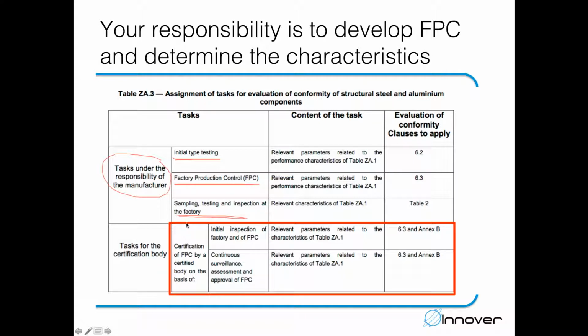And as we are talking about a 2+ system, there are also tasks for the certification body. In this case, the certification body must verify that you have set up the FPC system correctly, and that you are doing the sampling testing and inspection at the factory the correct way. So the certification body or the notified body must give you a certificate for the factory production control, where they vouch that you have done it appropriately and that you have the necessary capabilities to perform the initial type testing, and also you have the necessary capabilities to draw up the declaration of performance and also the CE marking.